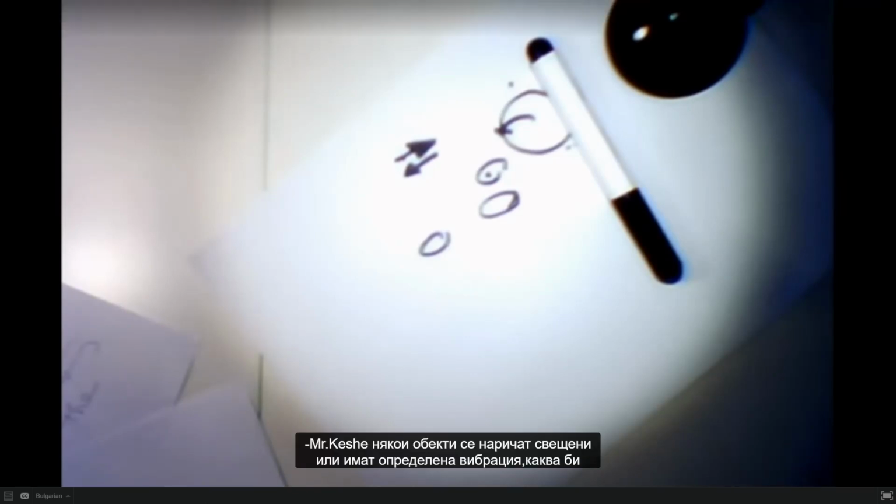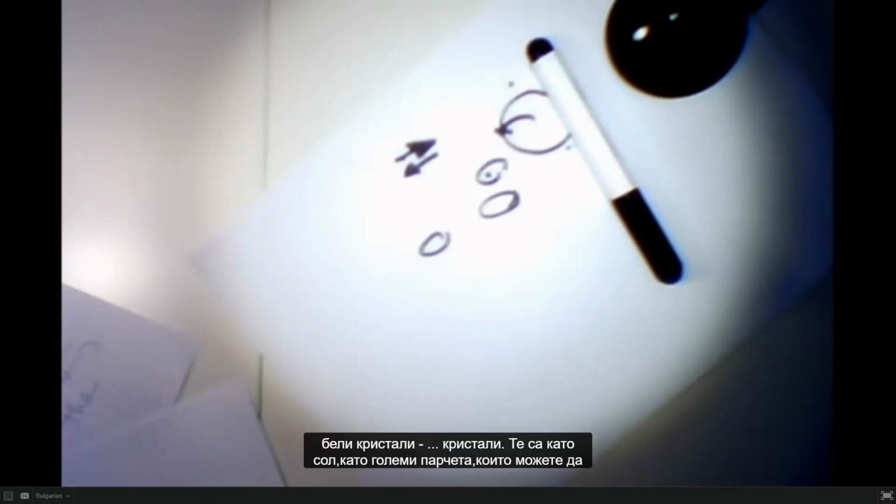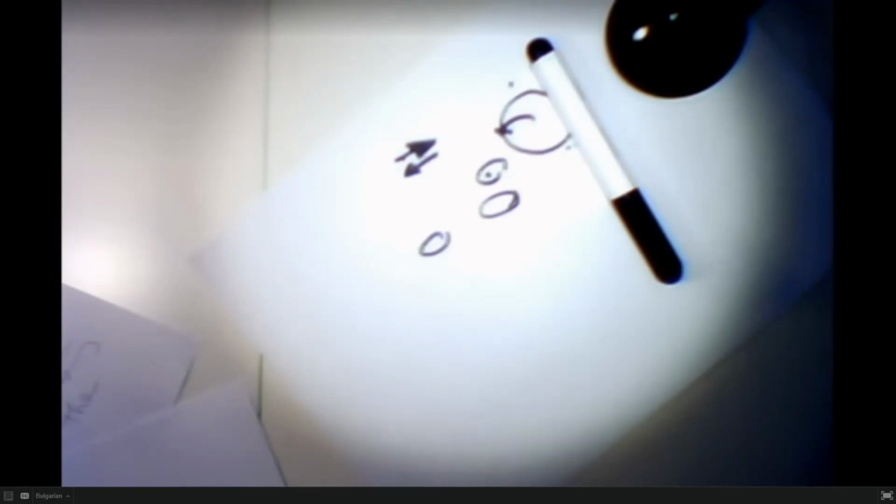Mr. Kesh, some objects are called sacred or have a special vibe to them. What would be the difference in those objects compared to anything ordinary? Nothing, it depends on the eye of the beholder. It very much depends on the eye of the beholder, and what this means is the gravitational magnetic fields which they carry. You know these crystals, the long white crystals, like salt, big chunks you can buy?